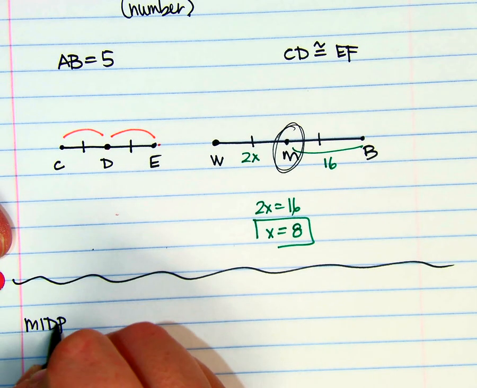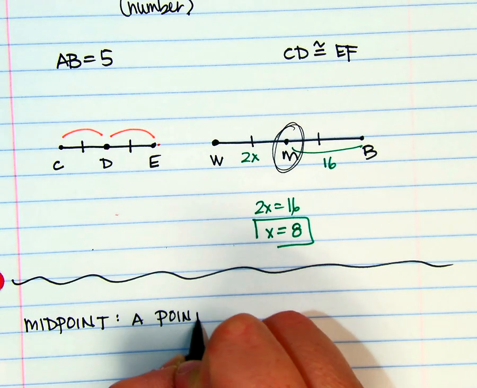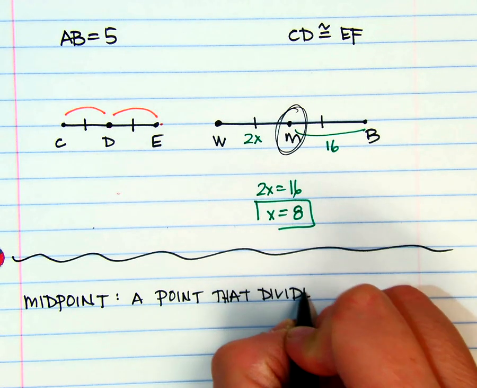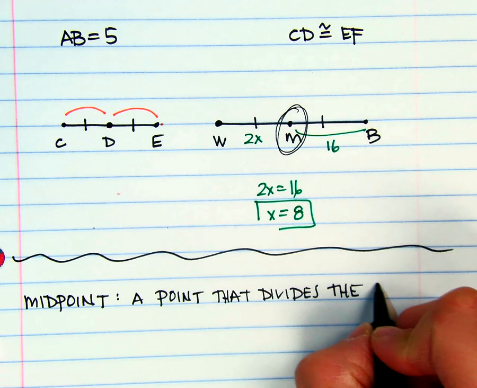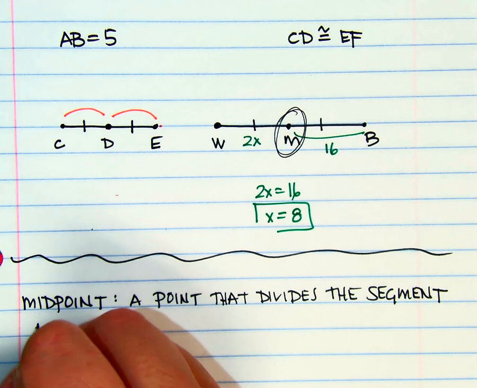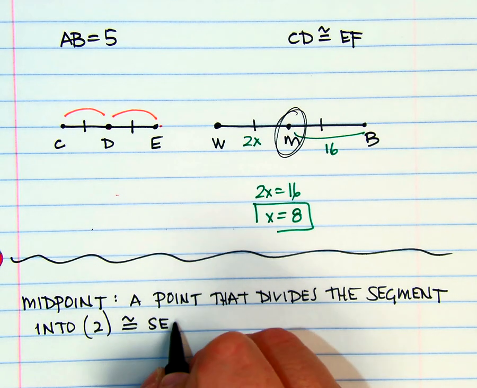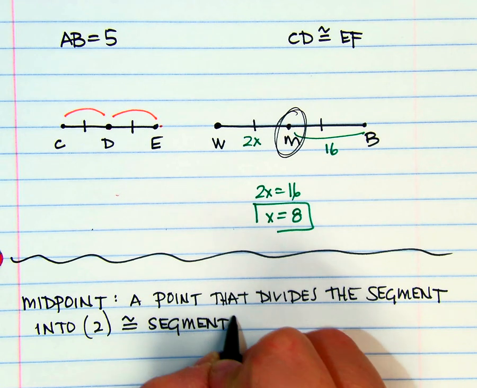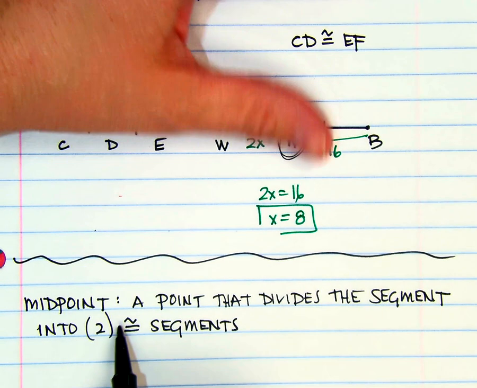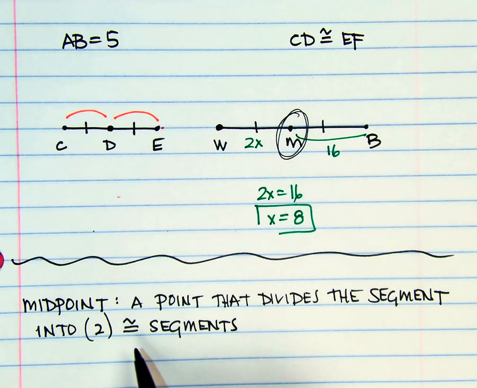And the definition of midpoint: it is a point that divides the segment into two congruent segments. So if they are congruent, that means they are also equal. So if they are equal, I can set them equal to each other.